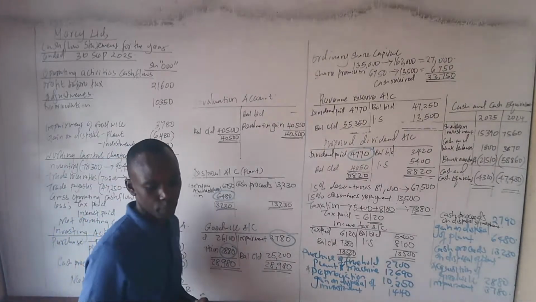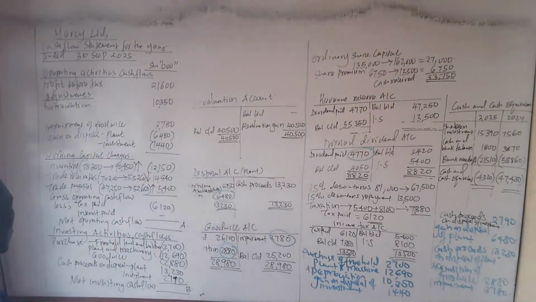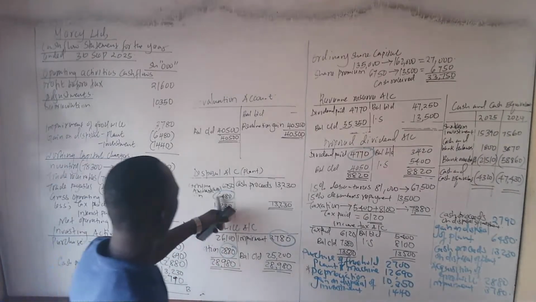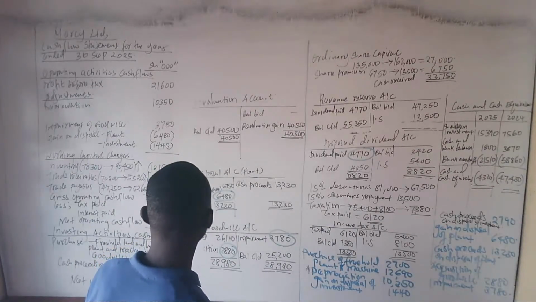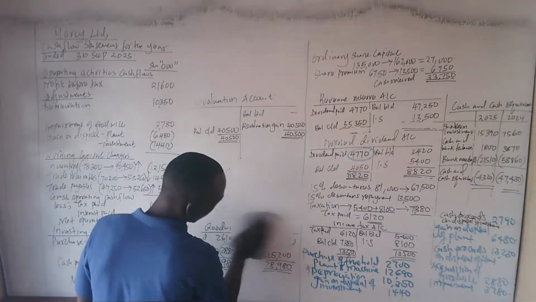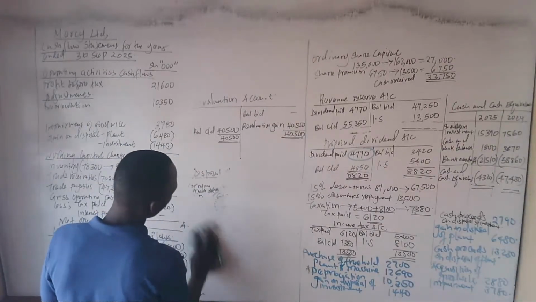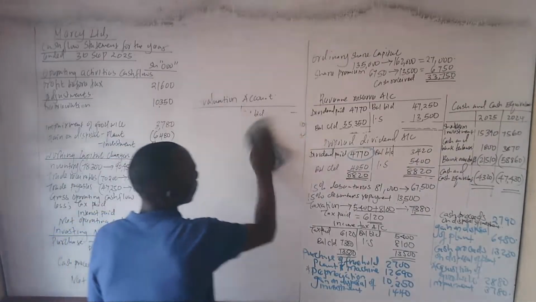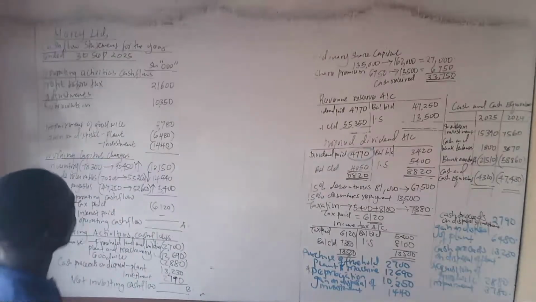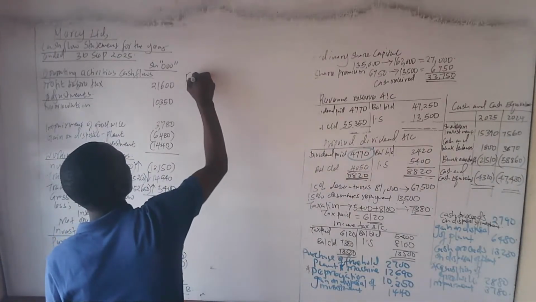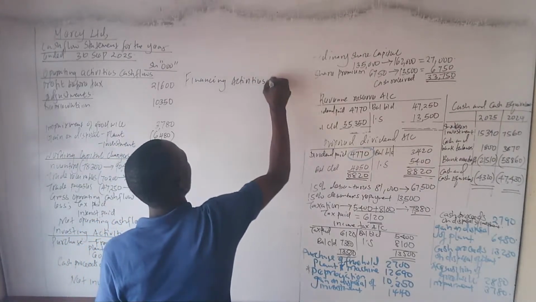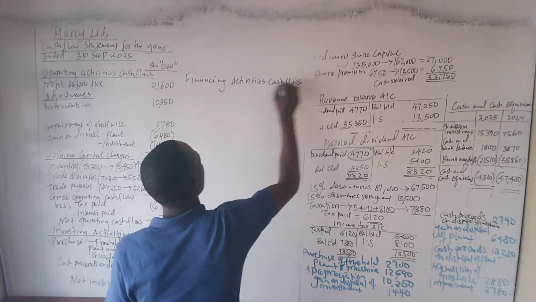And then finally, now you go to what? Now you go to the financing activities cash flows. And we have this information. Then from there, we can go to the financing. So let us go to the financing activities cash flows. Financing activities cash flow, we can present it here.